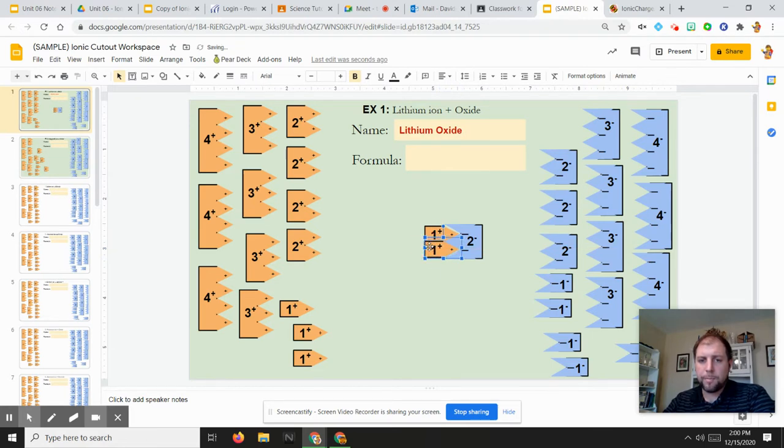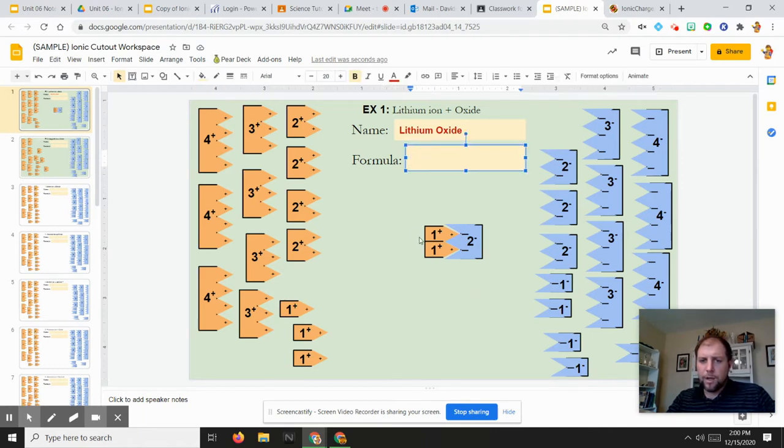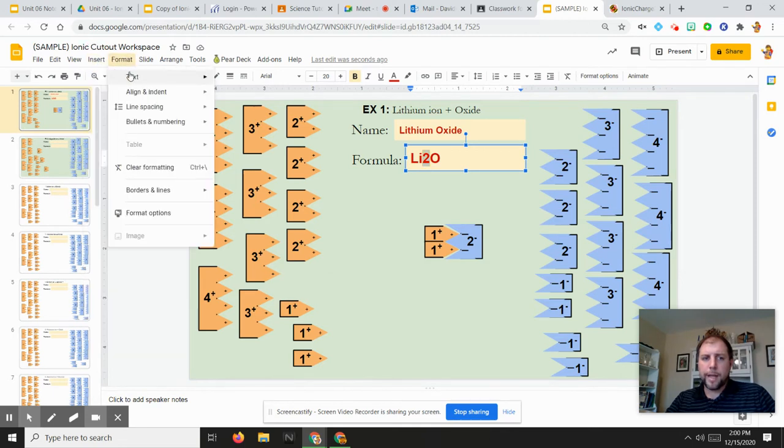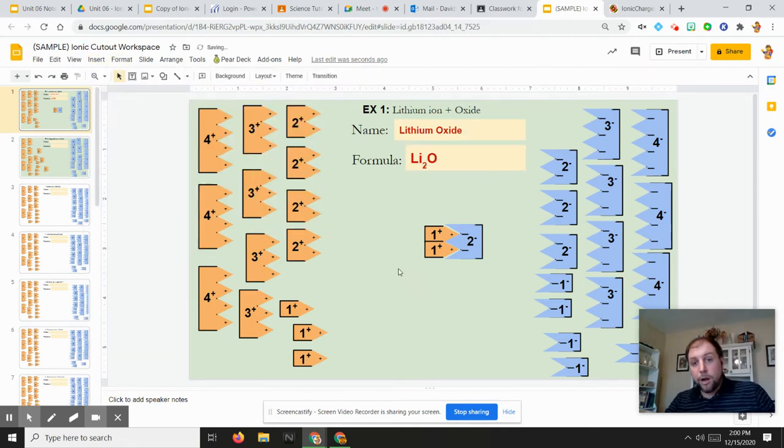You keep slotting in positive ions and negative ions until you form a perfect rectangle where every little pointy side from a positive ion fits into a little negative space on these negative ions. Okay, so we've done it. So how many lithiums did we have? We had to use 1, 2 lithium. So the formula is Li2, and we had to use one of these oxygens, so just O1, or just O. Okay, now I'm going to have to make sure that I make this number here a subscript. Insert, format, text, subscript. So there we go. That's the first one.